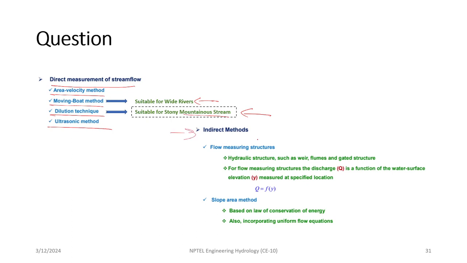We also have indirect methods, like we can measure the discharge from flow measurement structures, where maybe there may be flumes or a gated structure, that is a dam or a spillway kind of structure, and we will be getting the value in terms of y, that is Q as a function of y. One more indirect method is slope area method. This is based on the law of conservation of energy, and we need to incorporate the uniform flow equation.